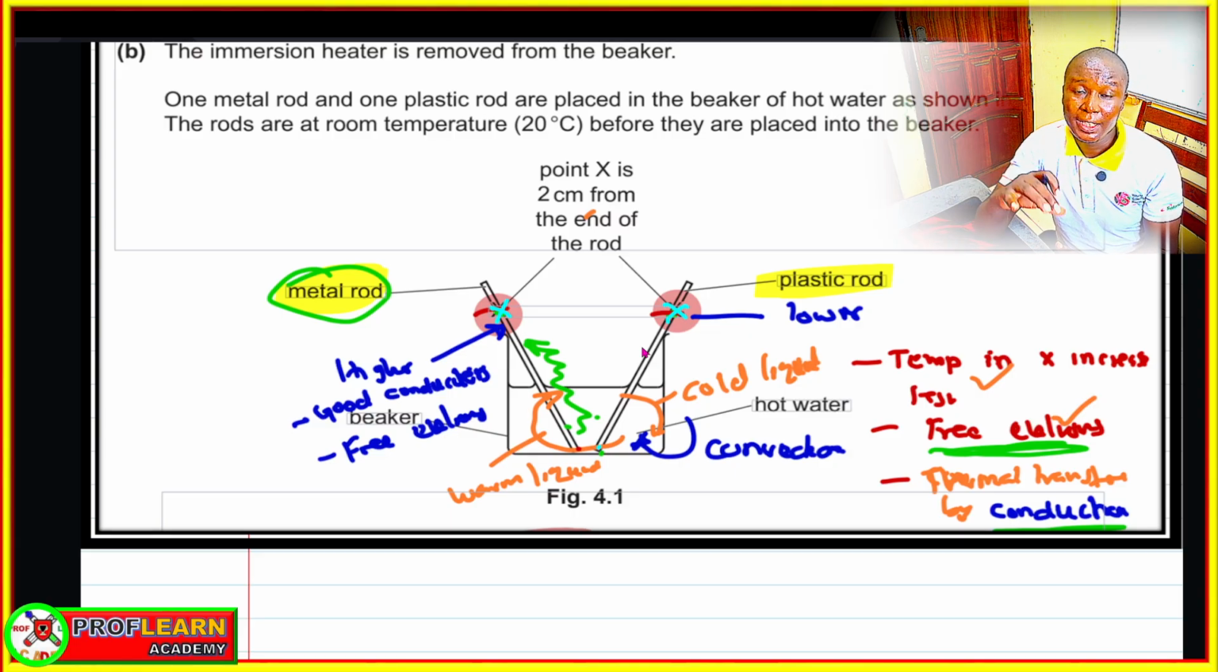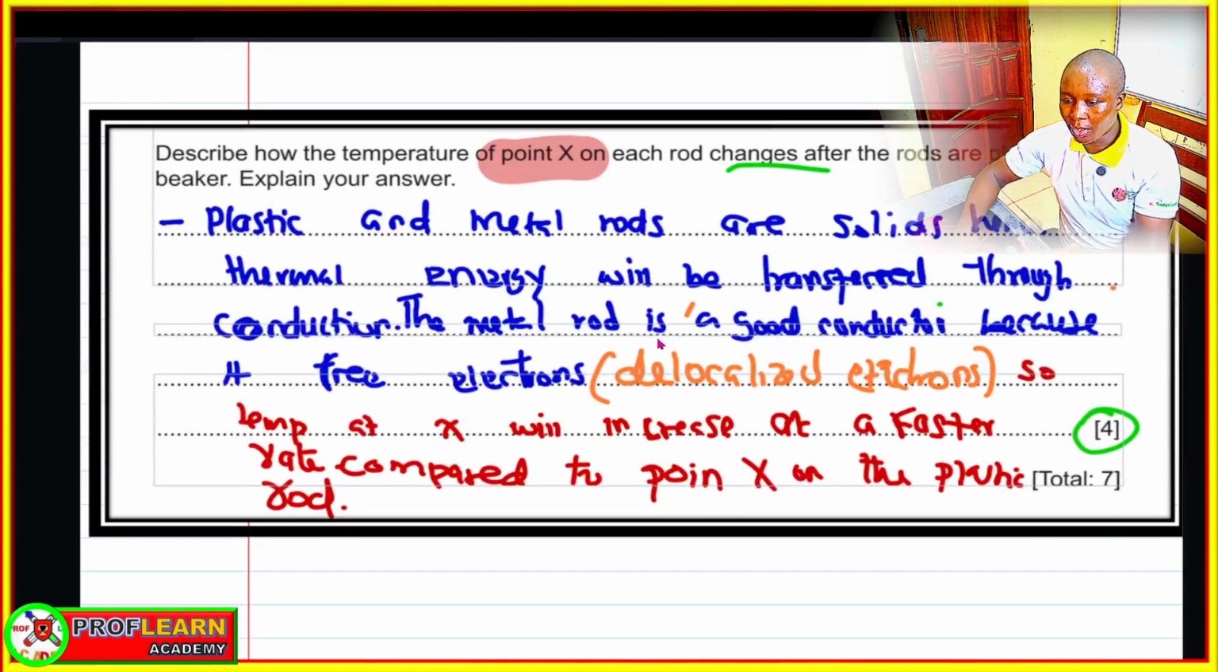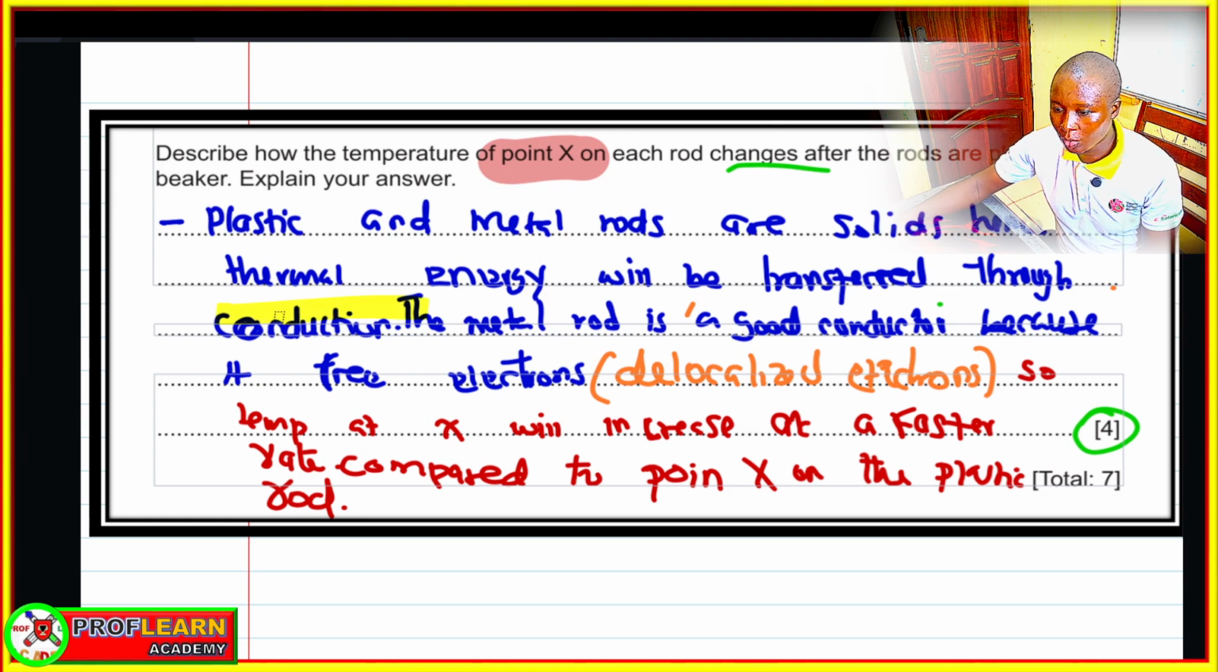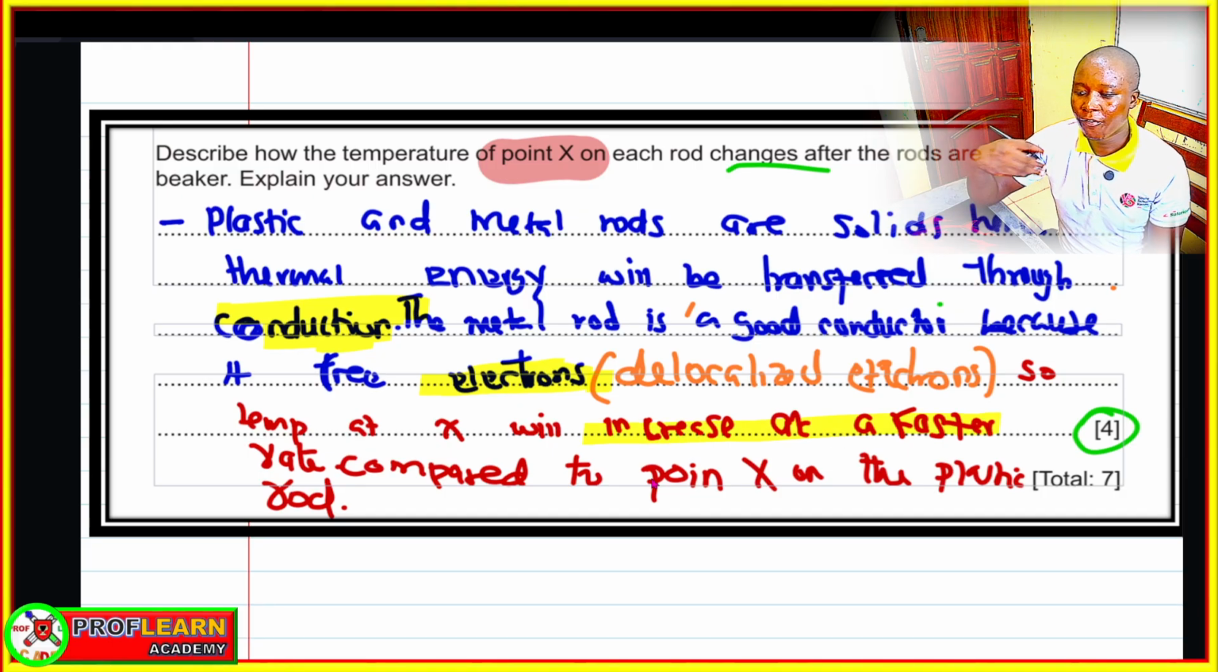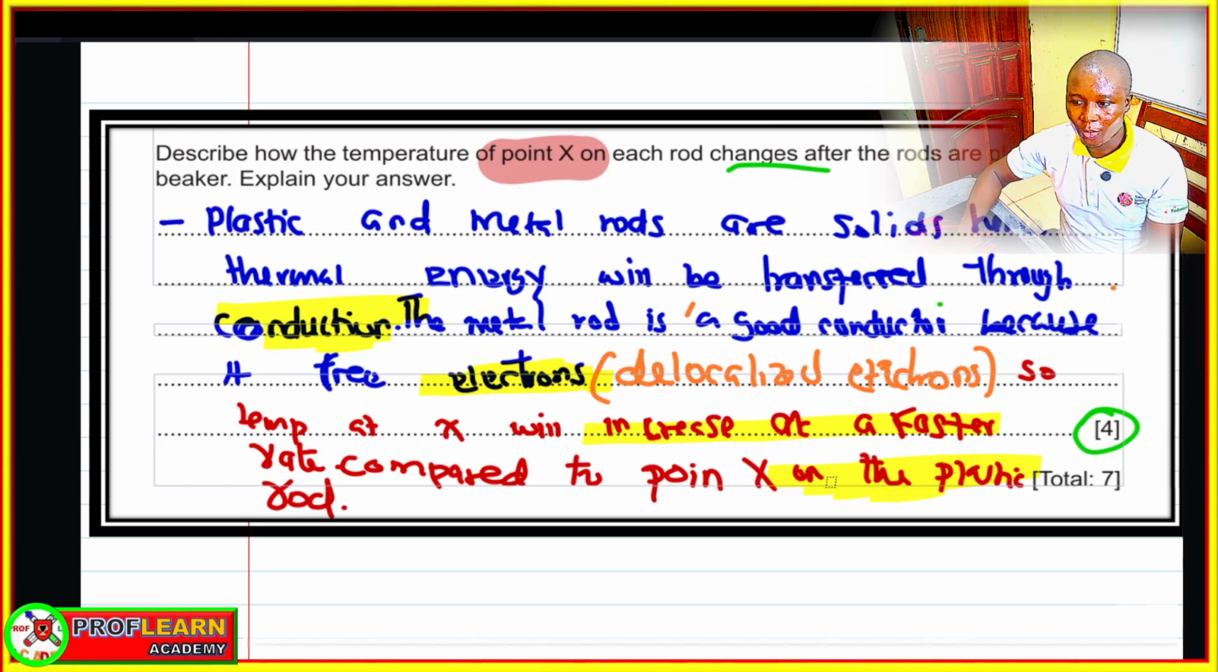They needed to understand that different conductors have different conductivity. Some are good conductors, like metals, because they have free electrons which transfer energy, and plastic rods or wooden rods are poor conductors. So what were candidates supposed to write there? Plastic and metal rods are solids, and thermal energy will be transferred through conduction. The metal is a good conductor because it has free electrons. So the temperature at X will increase faster for the metal rod compared to point X in the plastic rod. That's how you are supposed to explain yourself so that you can earn a whopping 4 marks for that particular question.